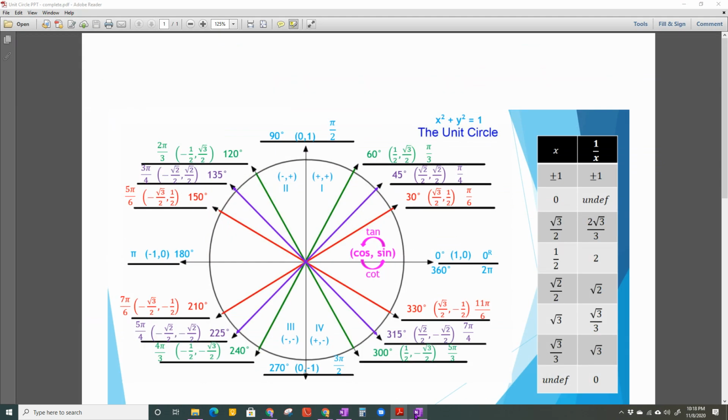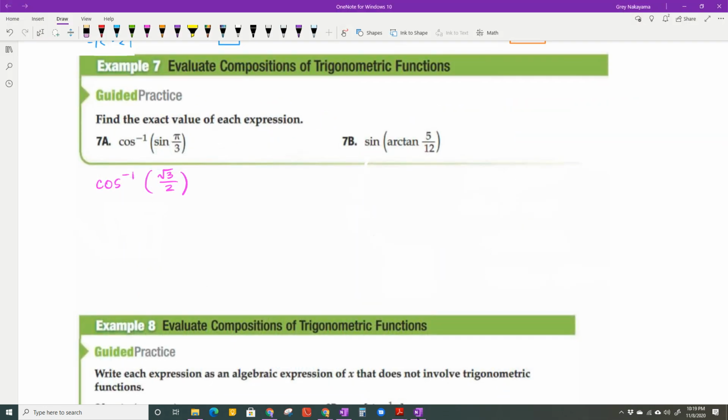So if I go back, cosine is the x coordinate. So which one has a cosine of square root of 3 over 2? That is pi over 6. Okay, so my answer is pi over 6.